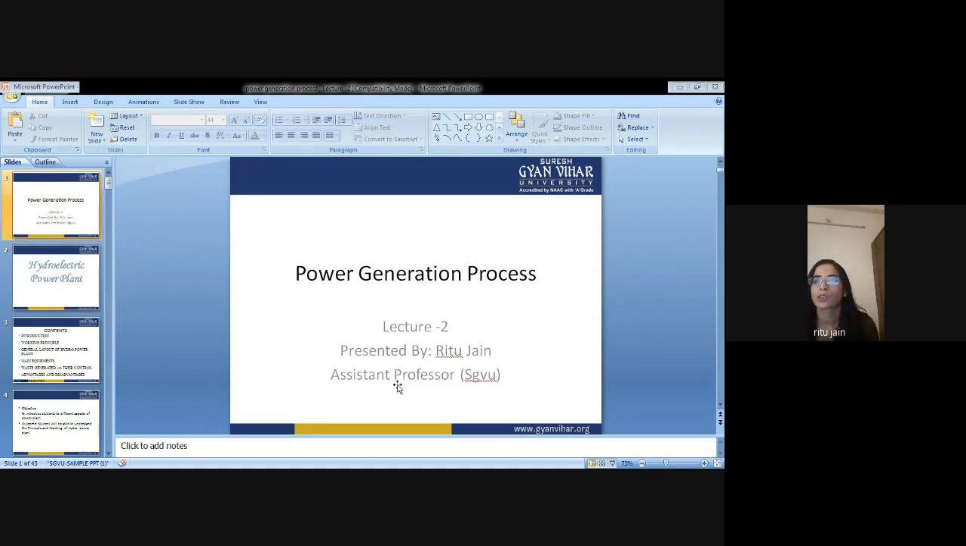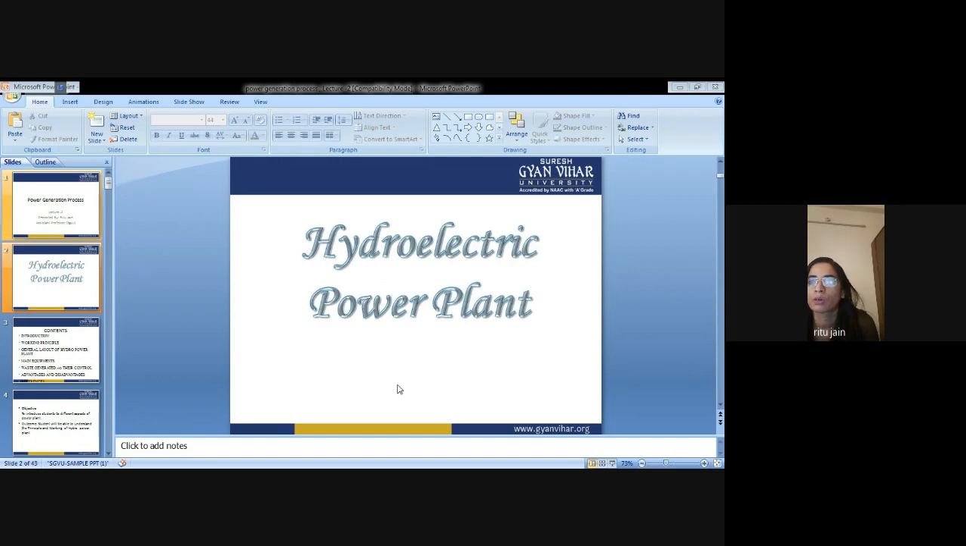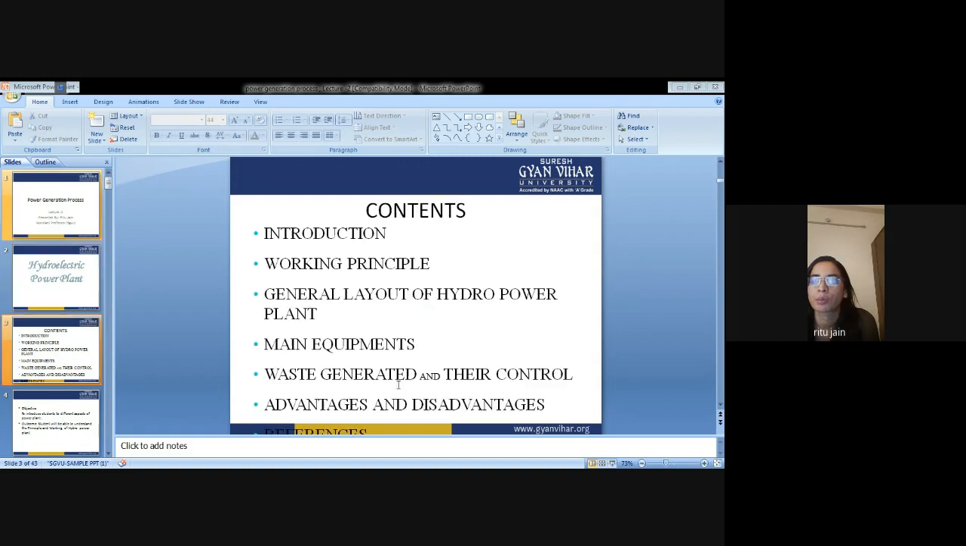In this lecture, we are going to discuss hydropower plant. In the previous lecture, we discussed thermal power plant. In thermal power plant, we were using coal as a fuel, but in hydropower plant, we will use water to generate the electricity. So, what is a hydroelectric power plant? Hydro means water. The water which generates electricity, that is called hydropower, hydroelectric power plants.